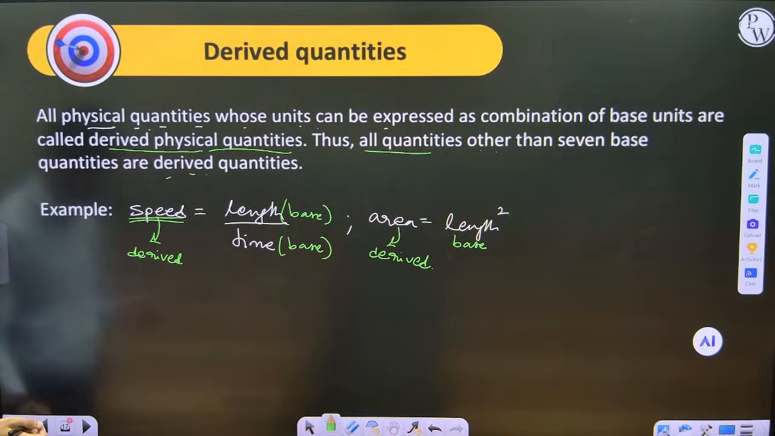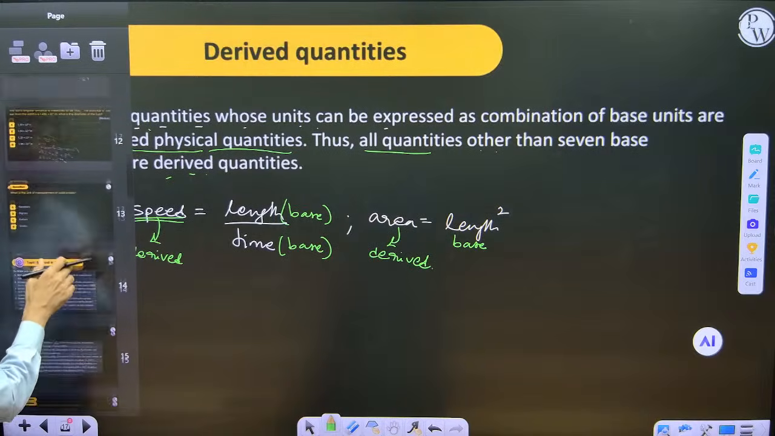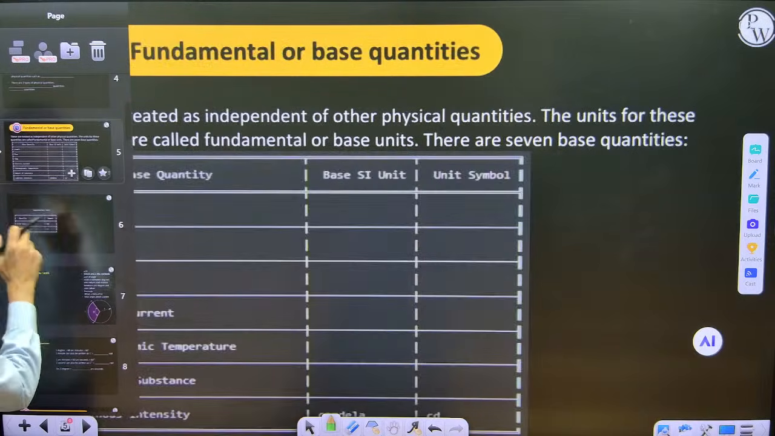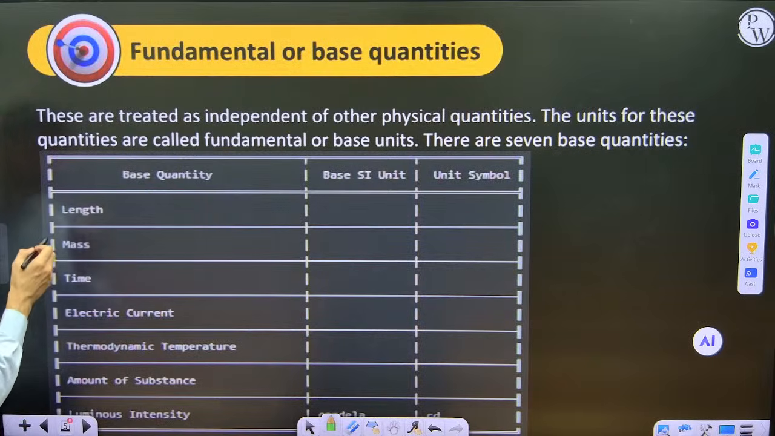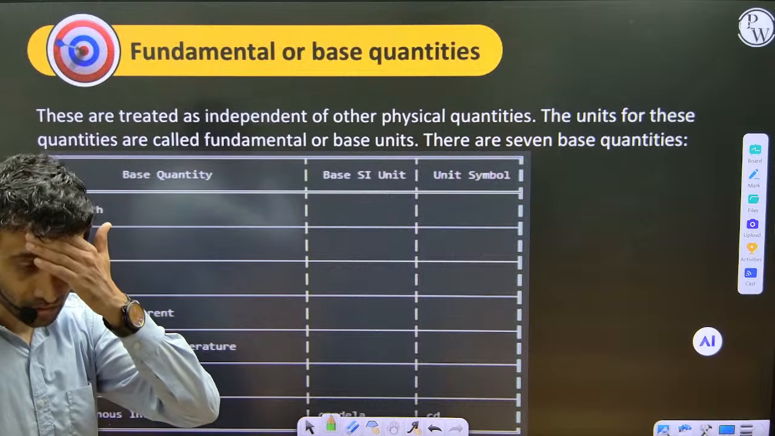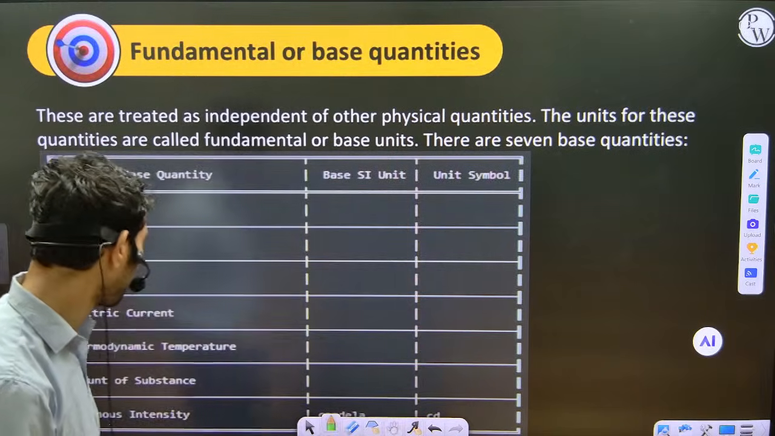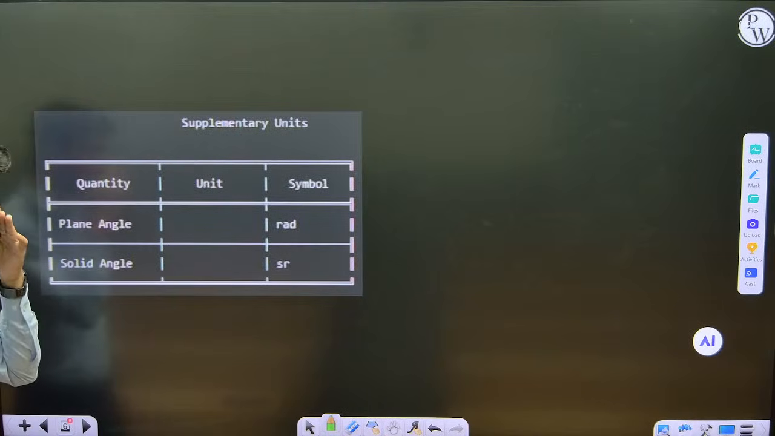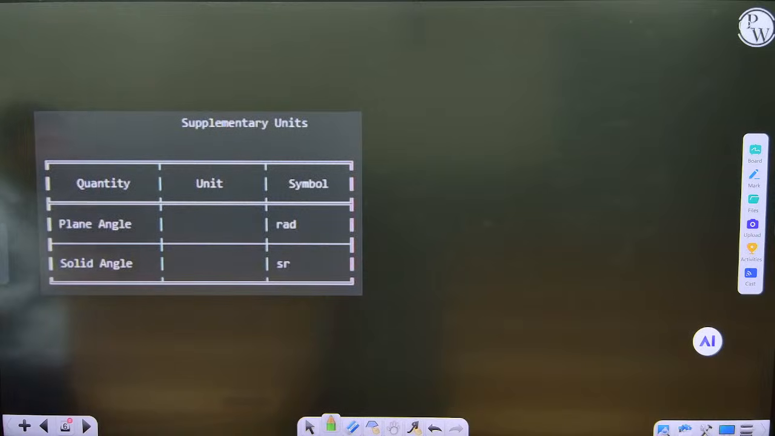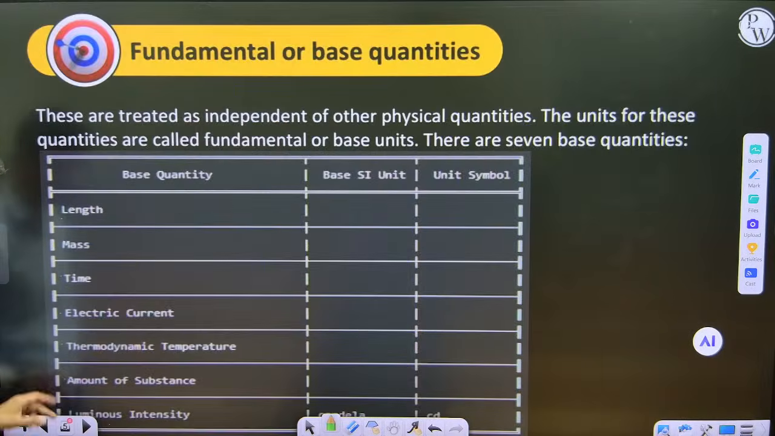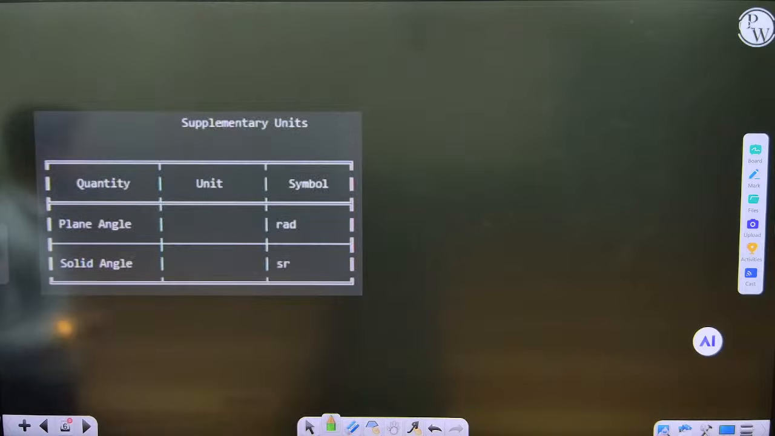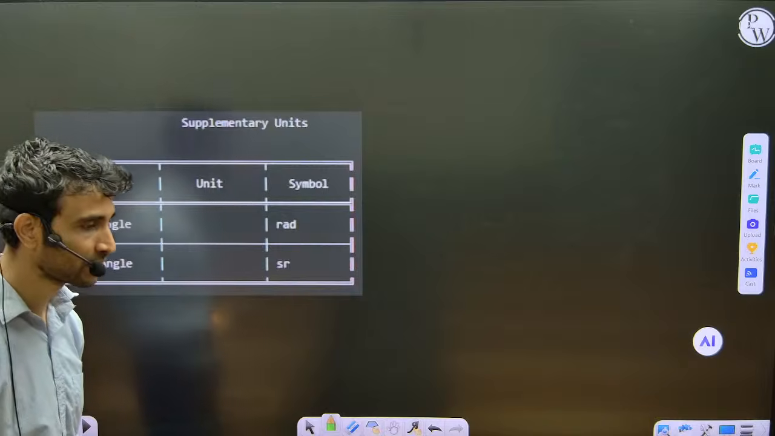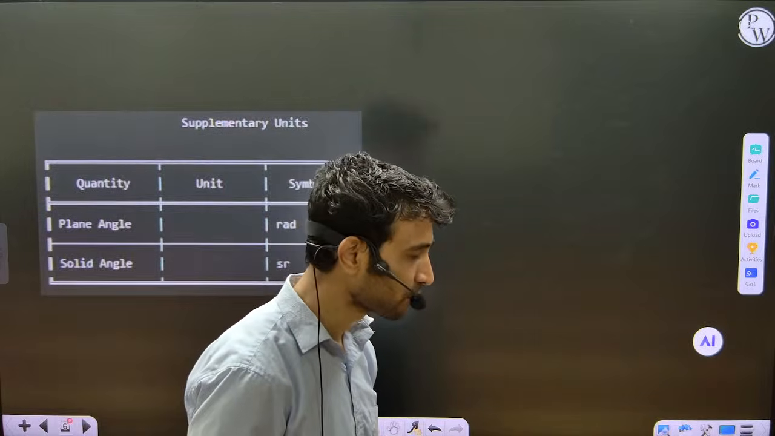If you remember, we saw a list of 7 quantities, right? Length, mass, time, electric current, thermodynamic temperature, amount of substance, and luminous intensity. Anything apart from these will be called derived quantities. These two, the supplementary fundamental quantities, are also not derived. Other than these 7 and these 2 more, that makes 9, everything else falls under derived quantities.